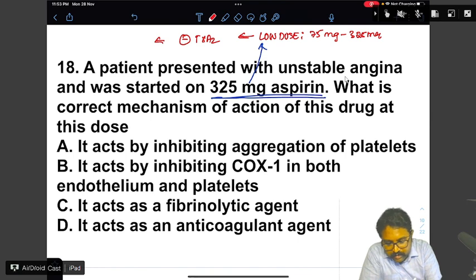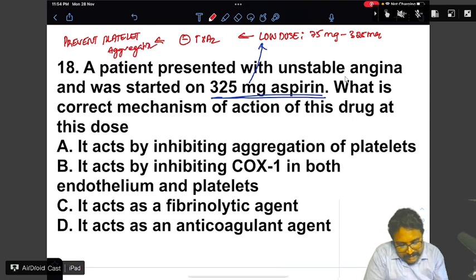Thereby, it is going to prevent platelet aggregation. So it is an antiplatelet drug. So let us see the options to find out the correct answer. Acts by inhibiting the aggregation of platelets. This is correct. Acts by inhibiting the COX-1 in both endothelium and platelets.